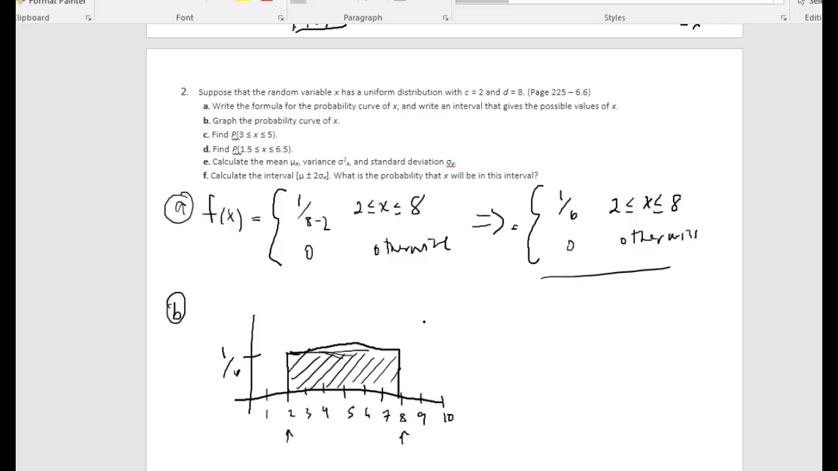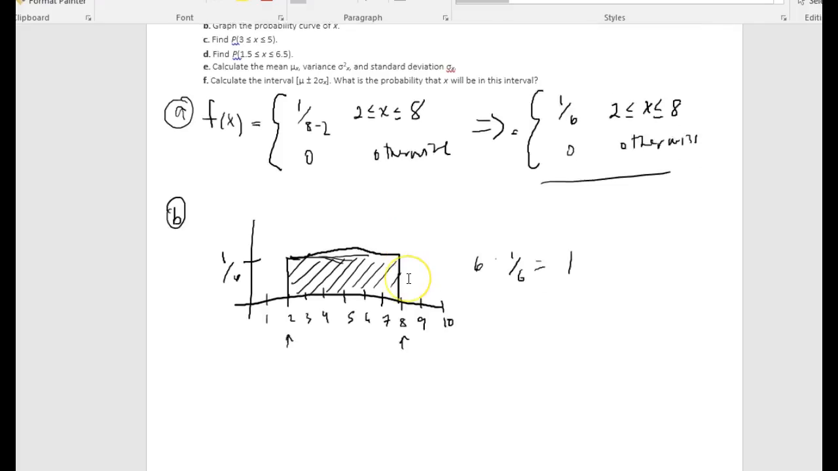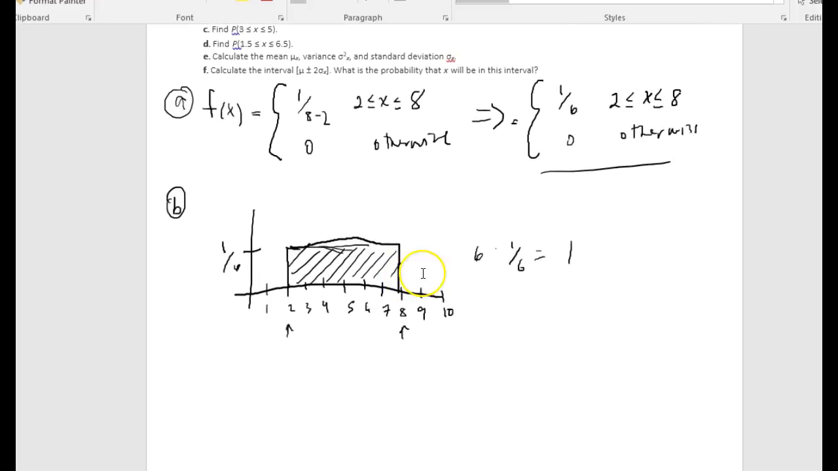So the area inside of this is going to be length of 6 times 1/6, which the area then is going to be 1. So 6 times 1/6. That has nothing to do with the graph. I just wanted to prove to you that the area inside of that is in fact 1. Okay, so we'll move on to C. C is probability. Find the probability that x is between 3 and 5.